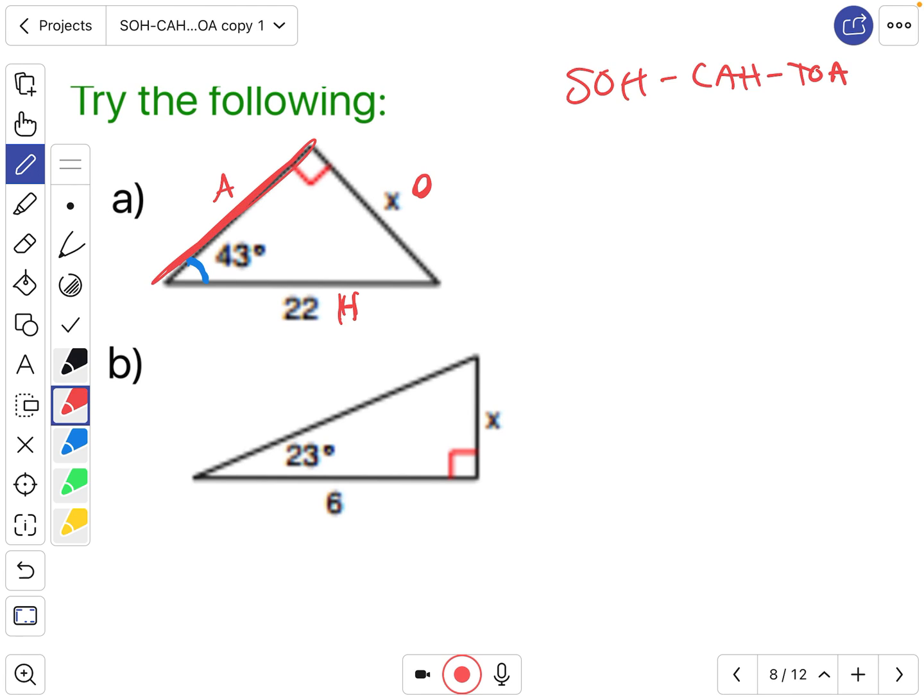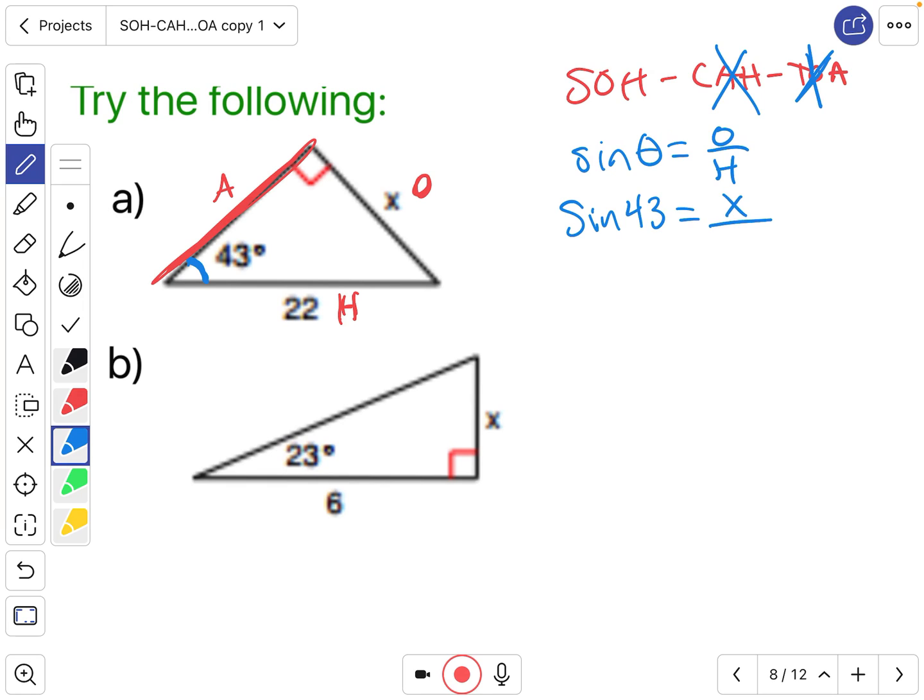Notice my adjacent side, again, is the side with the blank on it, so I'm not going to use anything with an A in it, right? So that rules out cosine, and it also rules out tangent. So again, it looks like we're going to be using sine here for the first one. If I set up my equation, it'd be the sine of the angle equals opposite over hypotenuse. In this case, it's the sine of 43 equals the opposite, which is x, over the hypotenuse, which is 22.